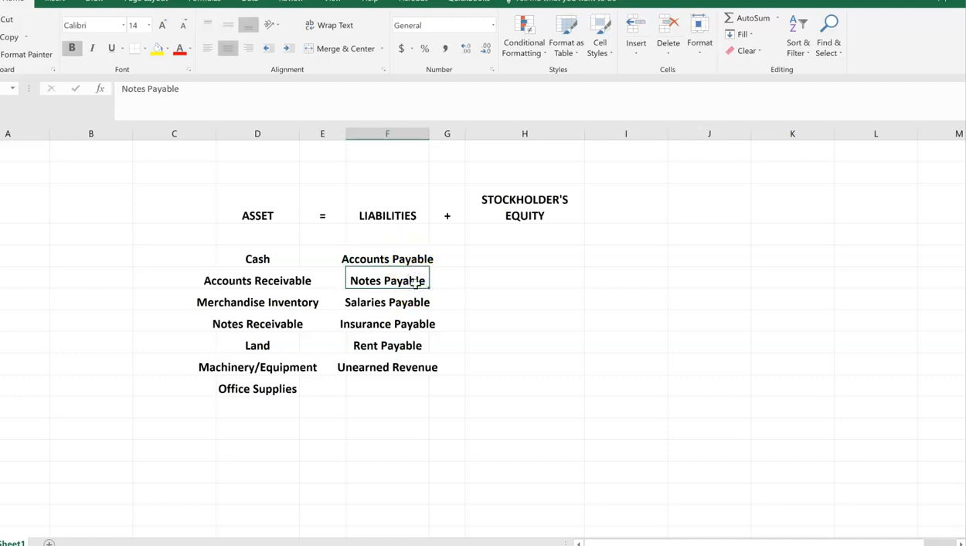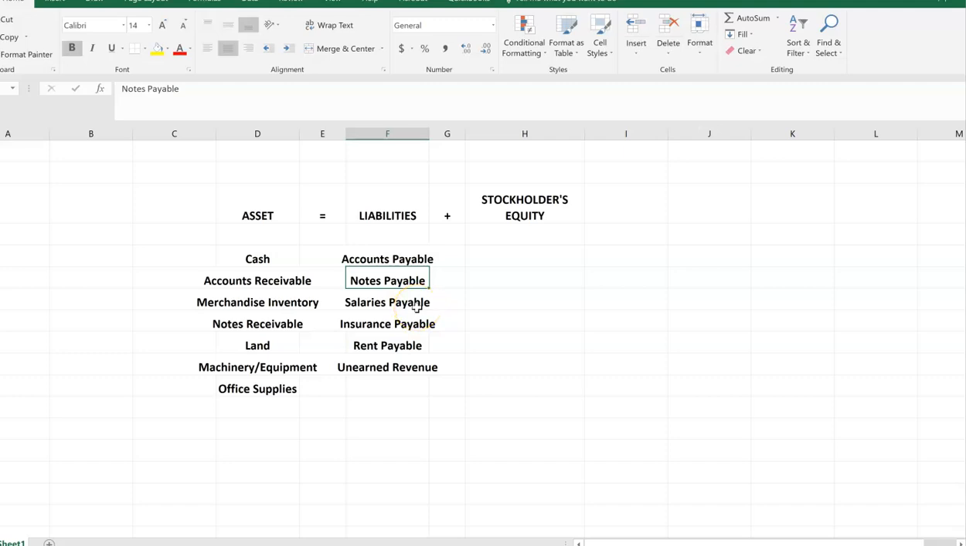Notes payable, again, is money I owe. Someone lent me money, but it's more formal. I signed a document. I signed a note, right? The bank lent me money to buy some land. I signed a note. I owe them money at the end of the year with so much interest. That's a notes payable.